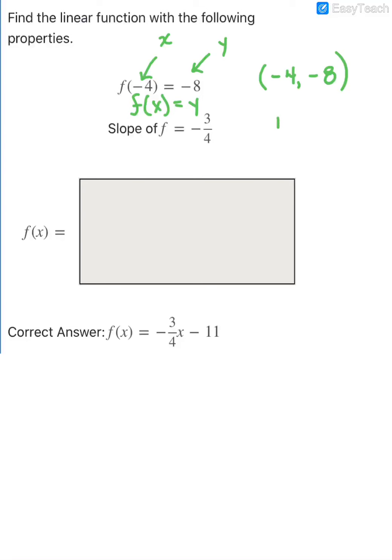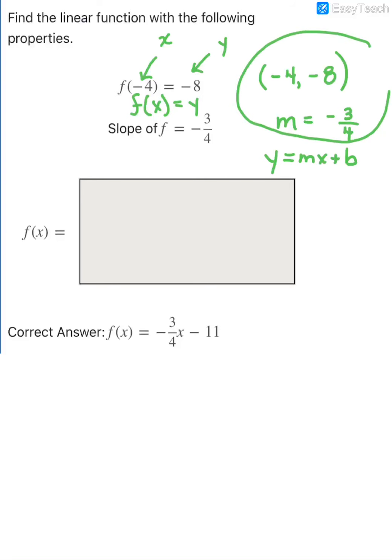Now they're telling me the slope of this line is -3/4, and we use the lowercase letter m to represent slope. And when we think of an equation of a line, we think of y equals mx plus b. And so what we're going to do is take this information that they've given me here, plug it into this equation so we can find our b, and then we'll write our equation of a line. So let me come down here where I've got room.